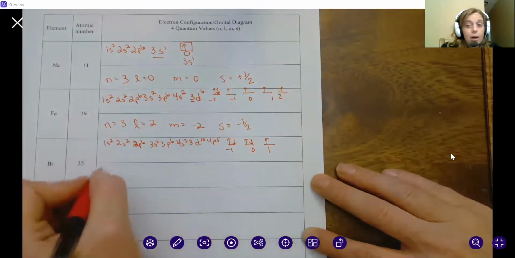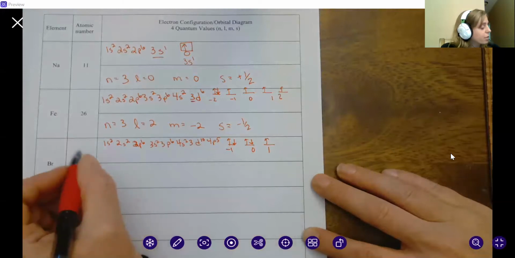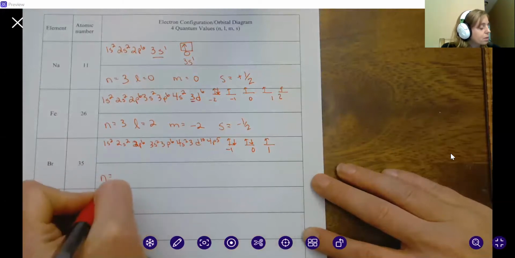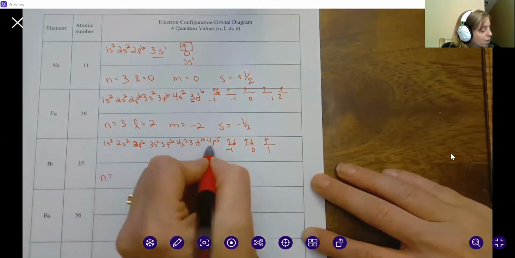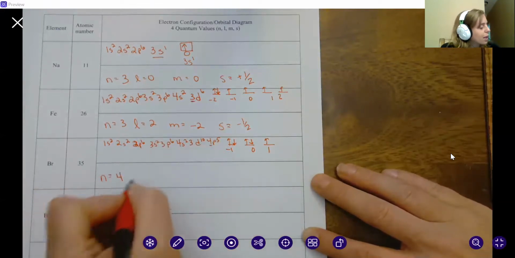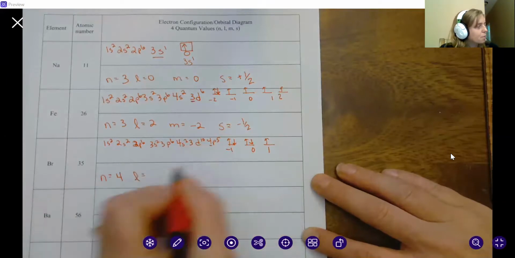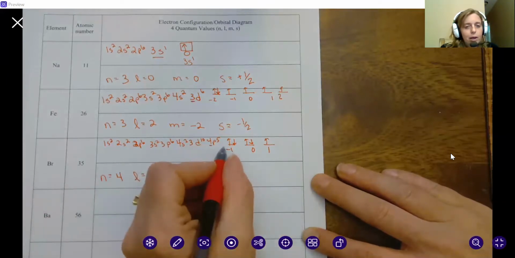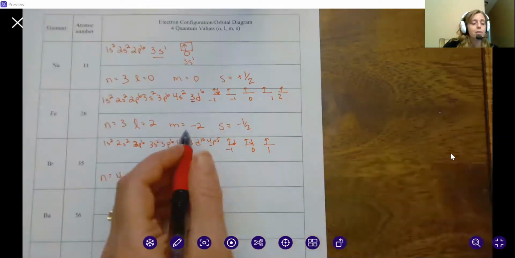Okay, now the bottom row, we're going to do our 4 quantum values. So n is the row I stopped in. So what row did I stop on? That's 4. So n equals 4. What letter did I stop in? I stopped in the p sublevel. So if I stop in the p sublevel, that means I'm going to go back to my table.